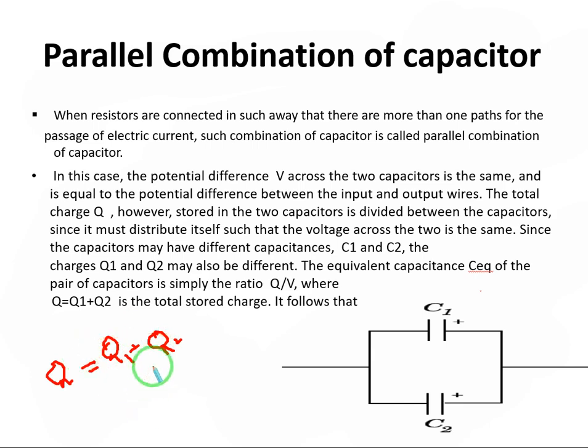So now we can find out the C values. We know Q is equal to CV. Q is equal to CV. So V is constant, it means C is going to be changed. So for Q1, it can be C1 V, and for Q2, it is going to be C2 V, because V is constant. Okay, so now coming to the formula side.